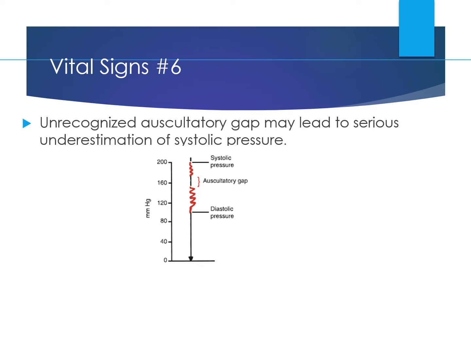If there is an unrecognized auscultatory gap, it may lead to serious underestimation of systolic blood pressure. So when you are listening with the manual blood pressure machine, if you cannot recognize that there is a gap, it may lead to serious underestimation of systolic blood pressure. Okay, so this is very important, as you know.